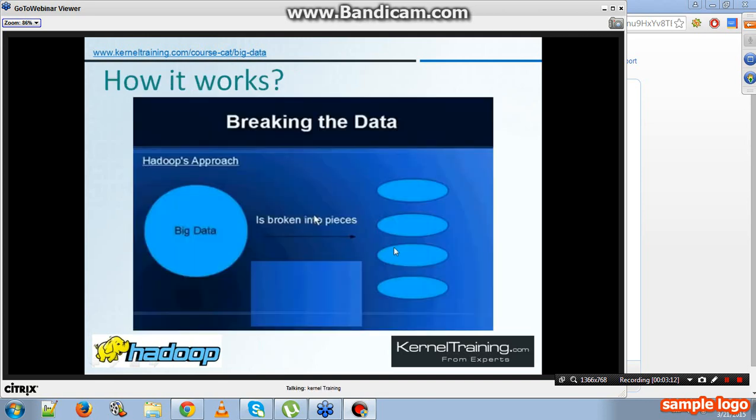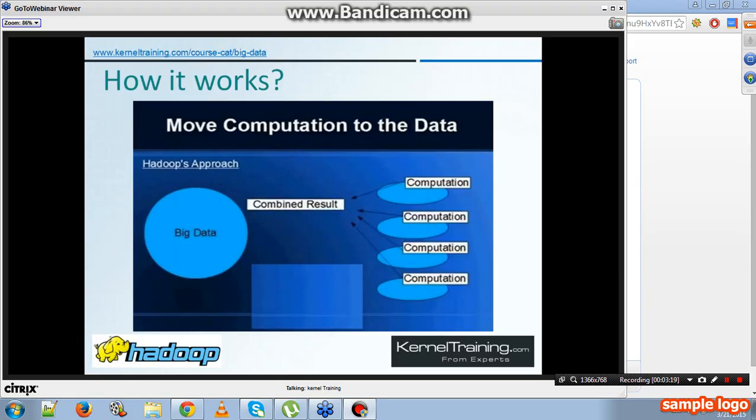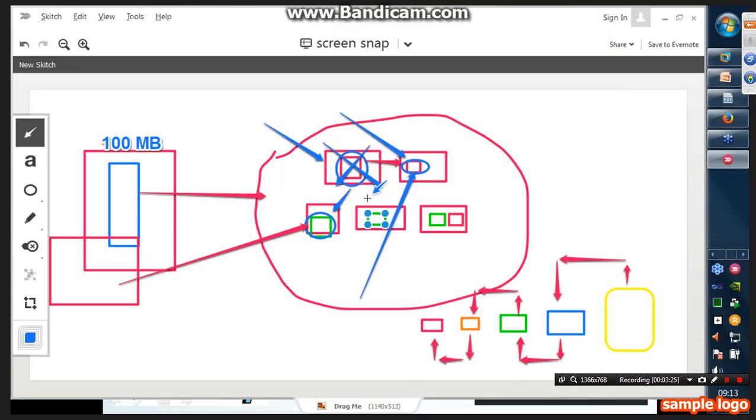So what does Hadoop do? Hadoop will take your data and break it into multiple small pieces. Then it moves the code to the place where the data is sitting. That is what we have seen. At first it was the data which was there. Then it moves the code from here to here and performs the computation. That is what is called data locality. In other words, data sits where it is, and code will be moved to the servers where the data is.